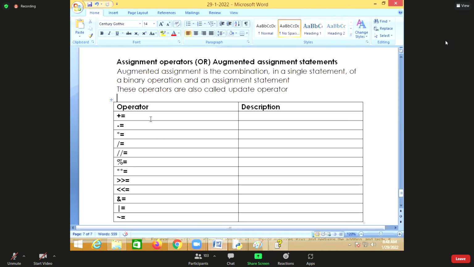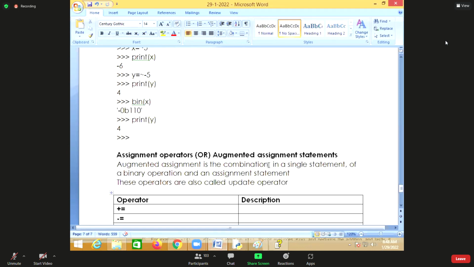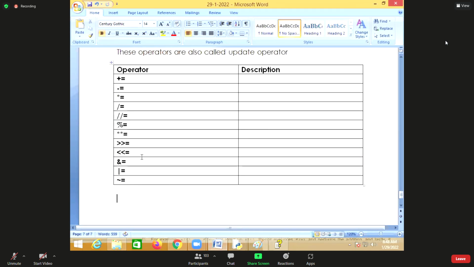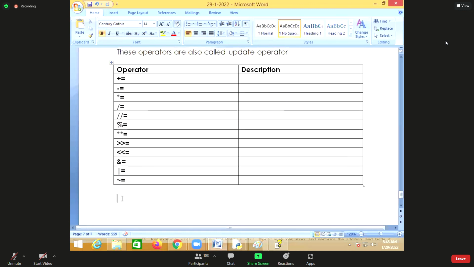Let us see how to work with this. Assignment operators or augmented assignment statements. But in the next class, that is on Monday, we'll continue with these assignment operators. And the remaining operators also we will finish so that we can go for the next chapter, right?